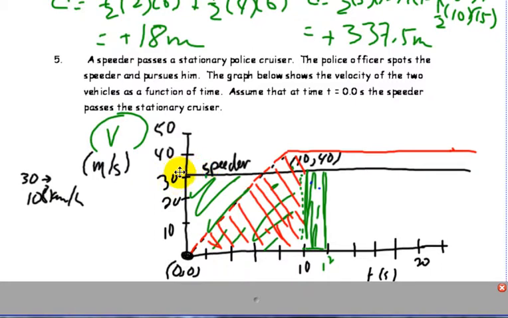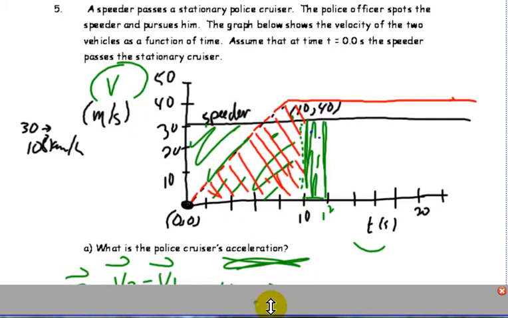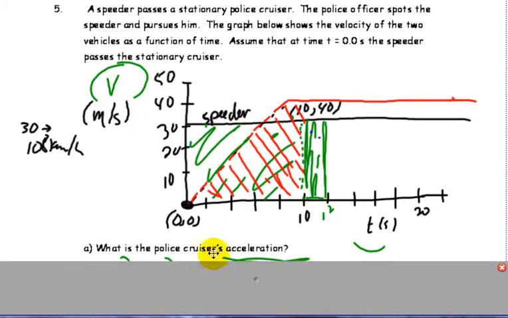So the speeder is going at a constant speed of 30 meters per second. The police officer sees it and pursues, starting off at 0, increasing until 40 meters per second, and of course stays at that constant speed, and eventually will overtake the speeder. So if you take a look here, what is the police cruiser's acceleration?